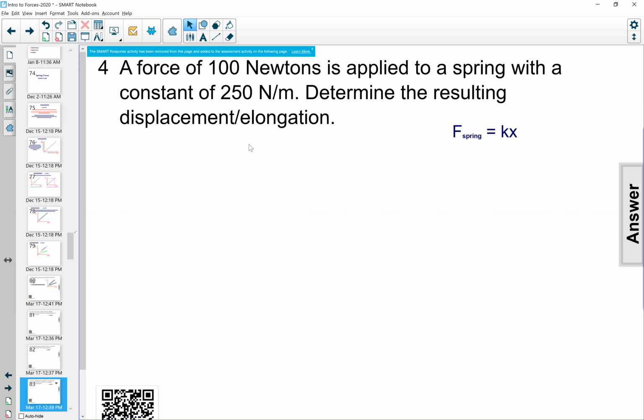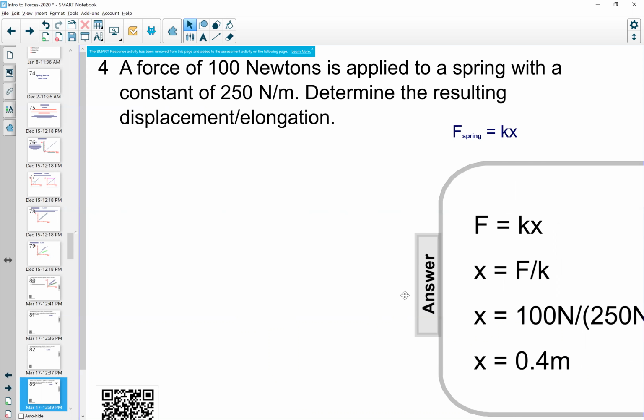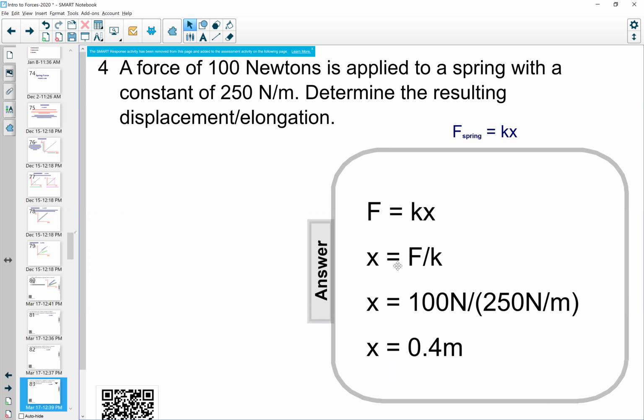All right, we're getting a couple of different answers here. I think 0.4 meters has the majority, but we've got a few other answers as well. Let's take a look. We're trying to solve for x. X would be F over K. We've got a force of 100 Newtons. We've got a spring constant of 250 Newtons per meter.